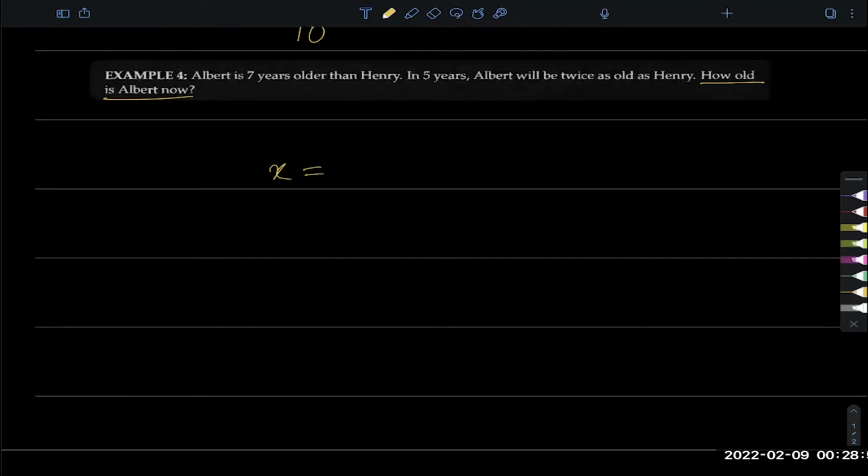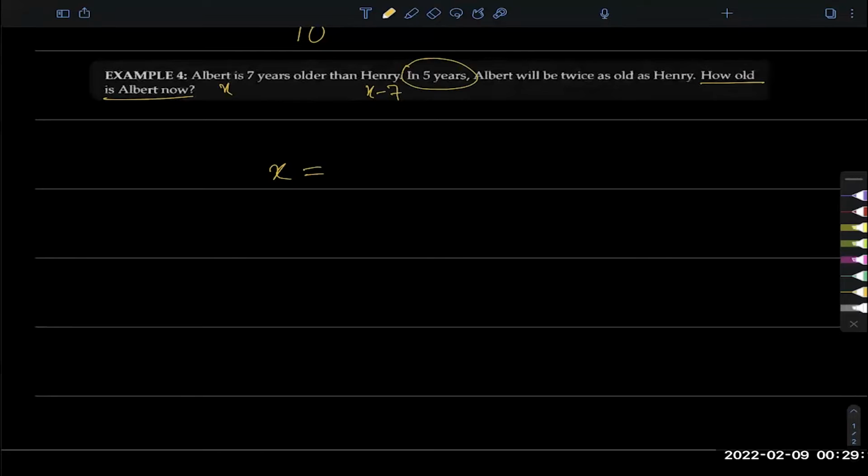Albert is 7 years older than Henry. What is Henry's age? If Albert is X years, what is Henry's age? X minus 7. Very good. So Henry is X minus 7 and this is X.